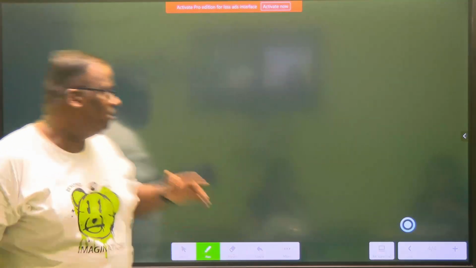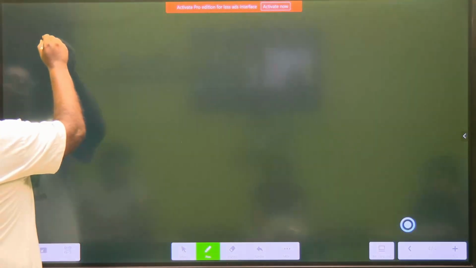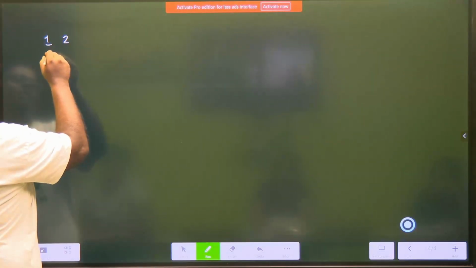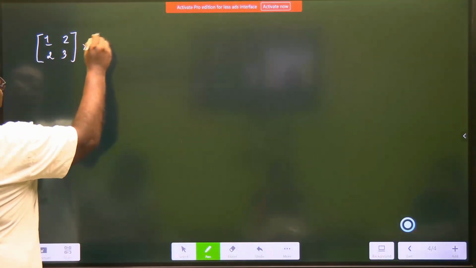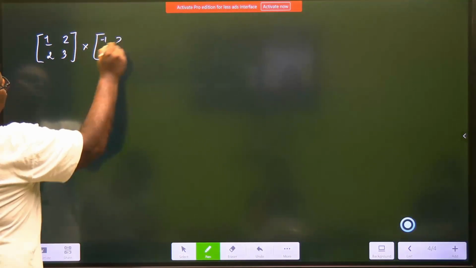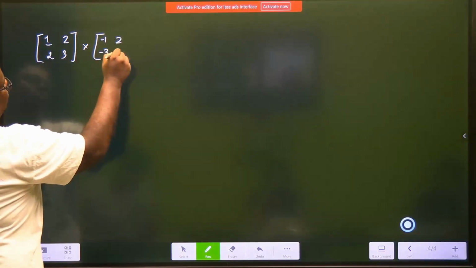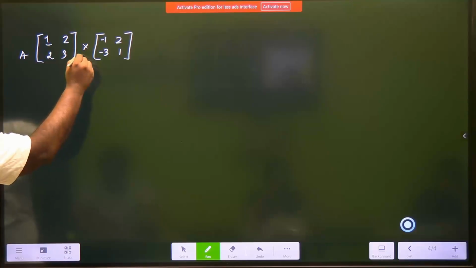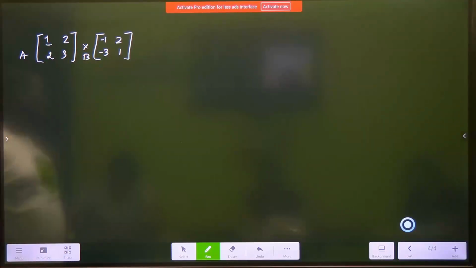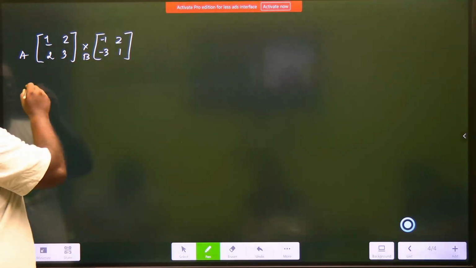You want to check it? We'll check it. Let's take one square matrix, [1, 2] and [2, 3]. Take this one and multiply this with [minus 1, 2] and [minus 3, 1]. Right? Do this multiplication first, AB. This multiplication is very much possible, children, because it's a square matrix. Let's do this, AB.